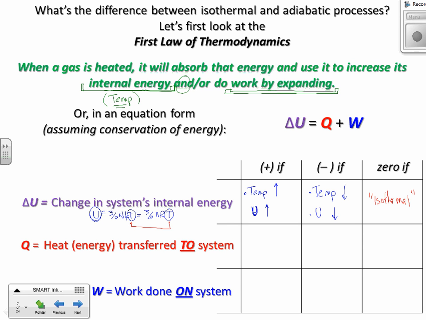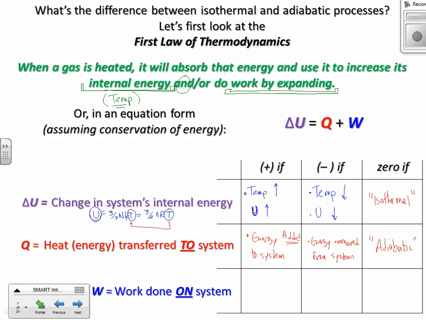Okay, so let's see. Now, Q. Q is positive if energy is added to the system, therefore negative if energy is removed from the system. And Q is 0 if there's no energy transferred at all. That's what we call an adiabatic process.